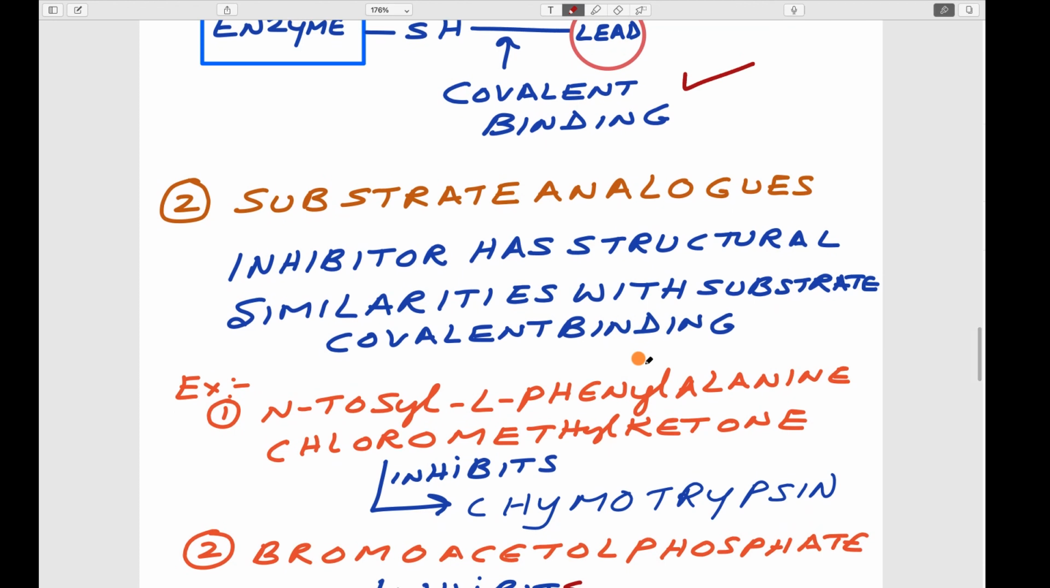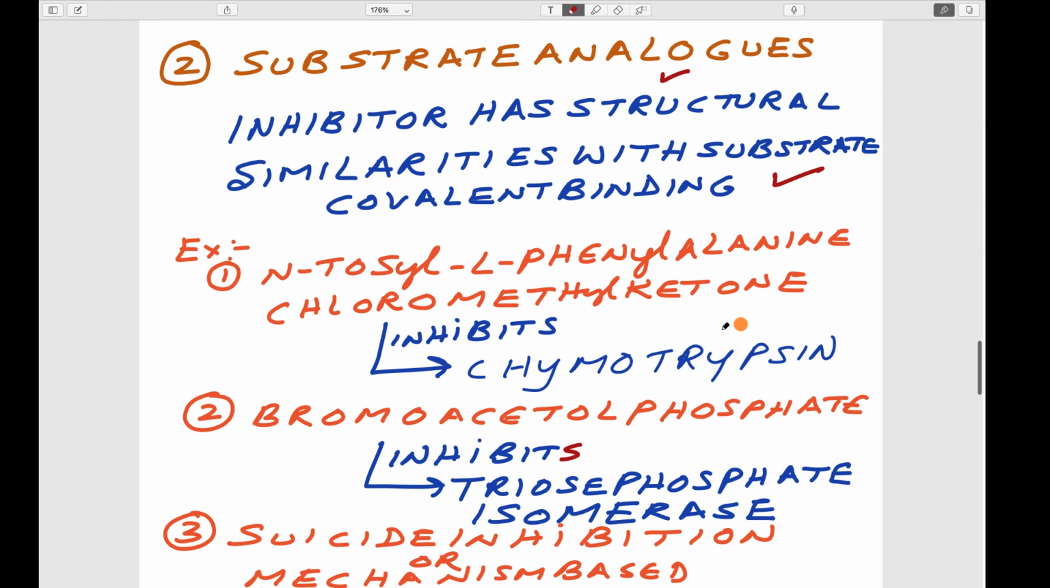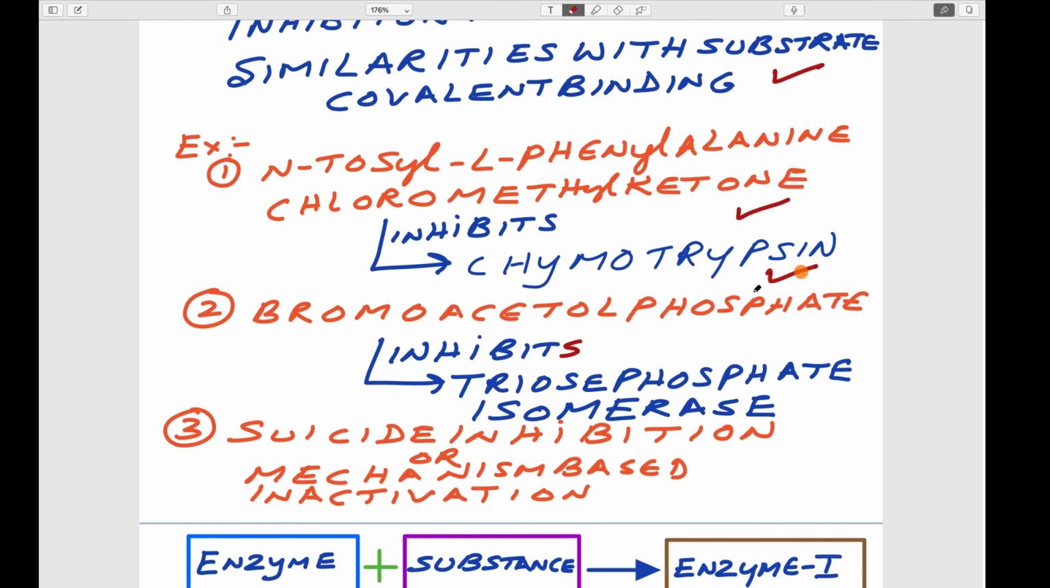Then the second category, substrate analogues or affinity labels. The inhibitor has structural similarities with the substrate, but the binding is covalent. Examples are N-tosyl L-phenylalanine chloromethyl ketone, which inhibits chymotrypsin, a proteolytic enzyme, and 3-bromoacetol phosphate, which inhibits triose phosphate isomerase.